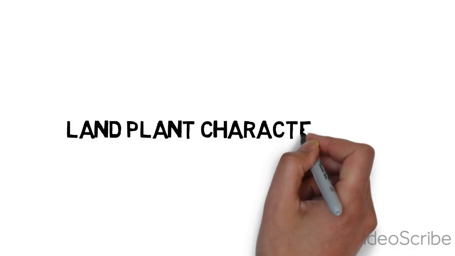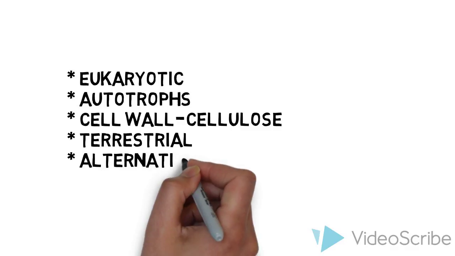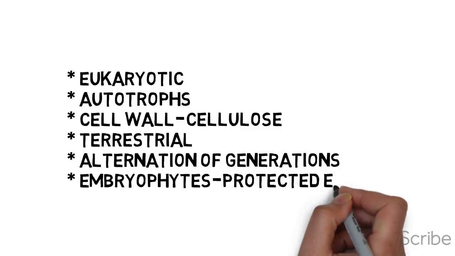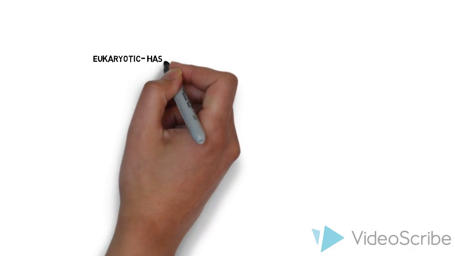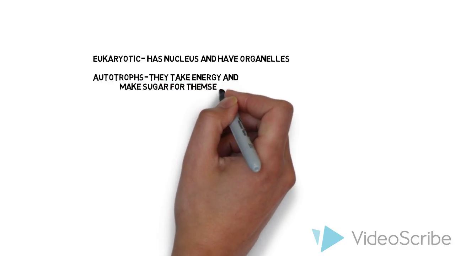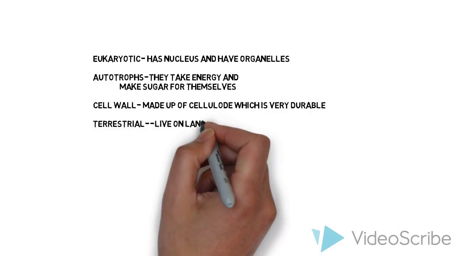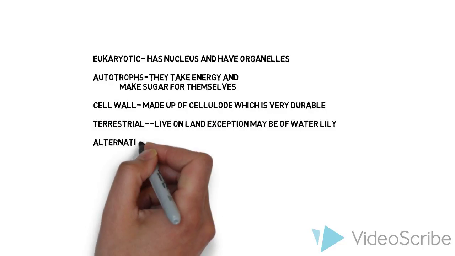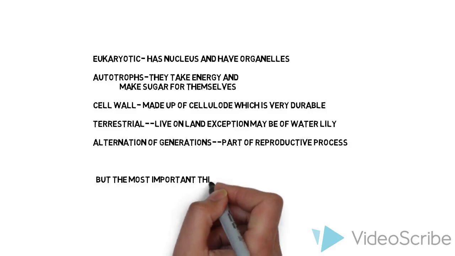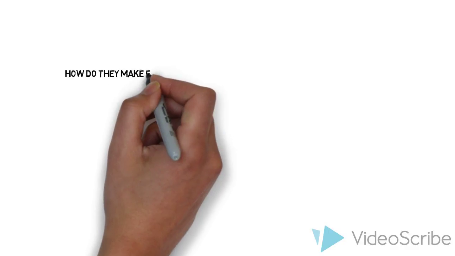Now we will study the land plant characteristics. These are the important characteristics that we will measure them on. They are eukaryotic, with a nucleus and organelles. Autotrophs, they take energy and make sugar for themselves. Cell wall, which is made up of cellulose, which is very durable. They are terrestrial, living on land, with the exception maybe of the water lily. Alternation of generations, part of a reproductive process. But the most important thing which sets them apart is the presence of a protected embryo.